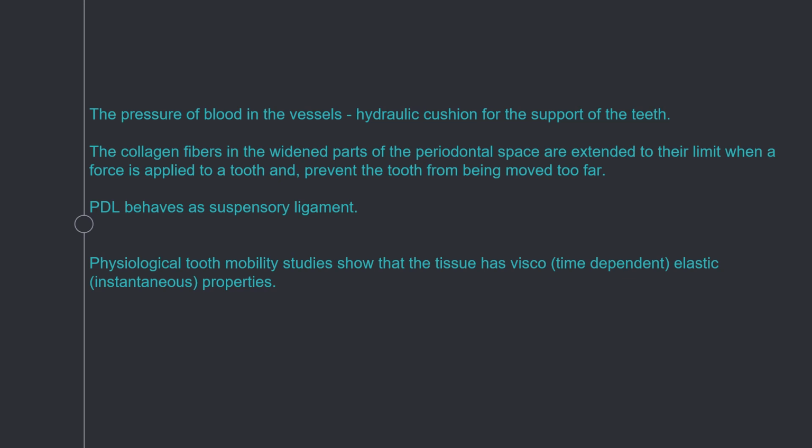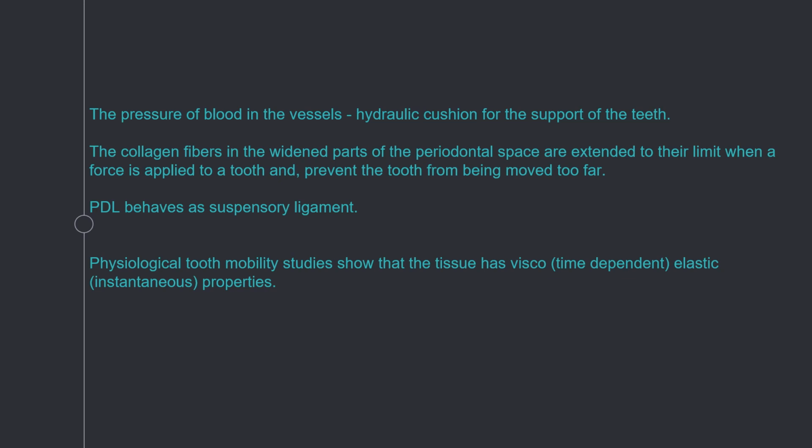Other than that, the widened part of the collagen fibers. So what does this do? We saw what happens in the compressed part: it is offering a cushioning effect. In the widened part, when the collagen fibers are getting widened on the opposite side of the force applied, this is not going to allow the tooth to move any further than the limit of the fiber. So it will only get displaced as much as the fibers allow it to. So it prevents the tooth from getting moved very far, and that displacement is minimized.